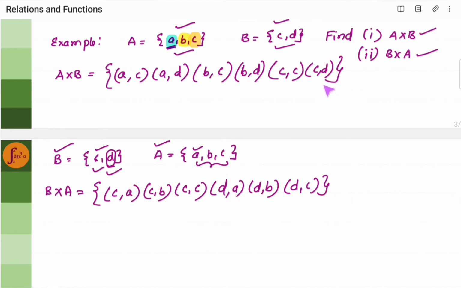Now if you notice, the ordered pairs are not the same. This is (a, c) and this is (c, a). These are different. That's why it's called an ordered pair, because the order does matter, right? These two are not the same.